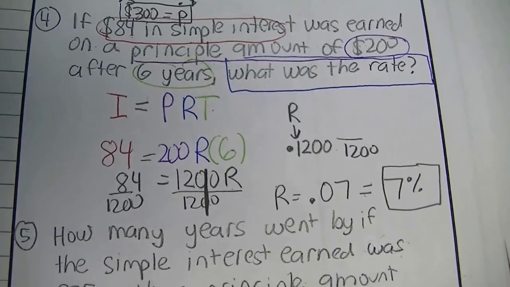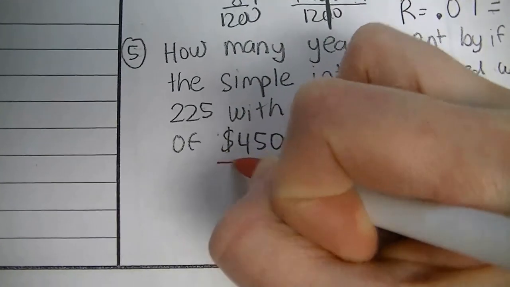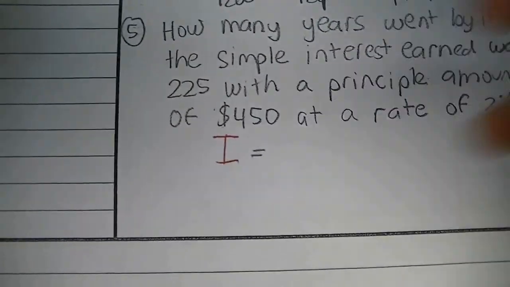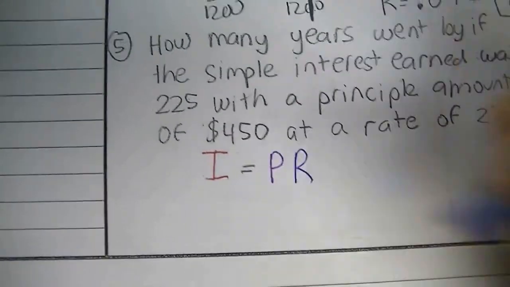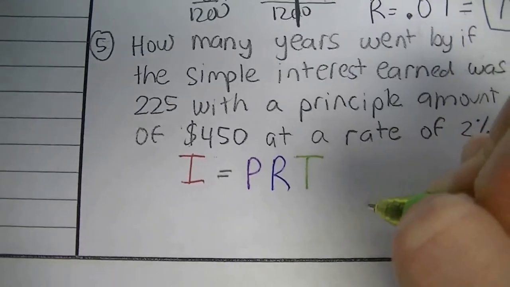Okay, you should try number 5. You should try pausing the video. Simple interest is equal to the principal times that rate written as a decimal times the time in years.